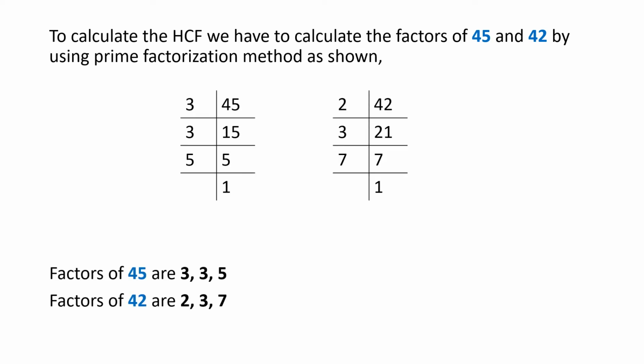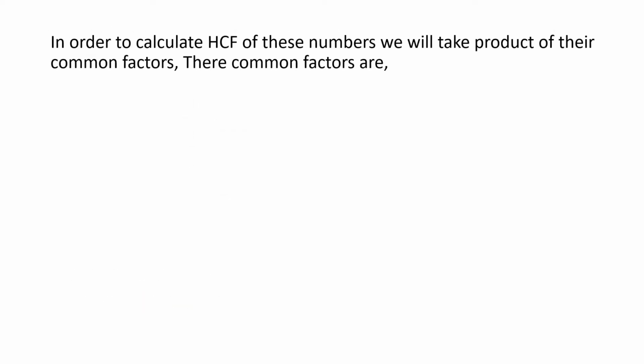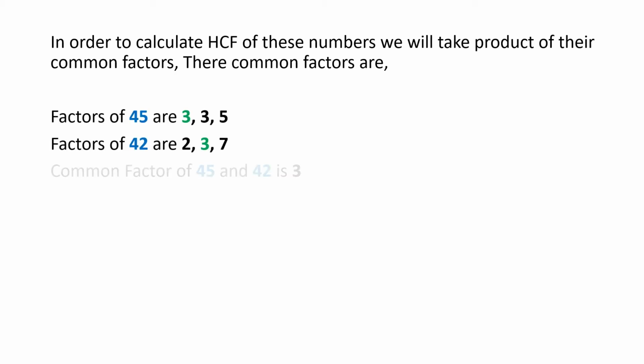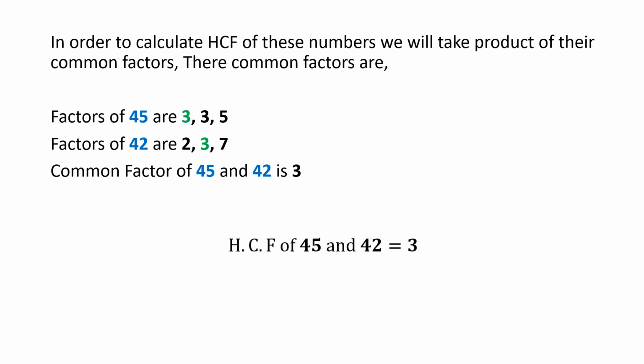Factors of 45 are 3, 3, and 5. And factors of 42 are 2, 3, and 7. In order to calculate the HCF of these numbers we will take the product of their common factors. The common factor of 45 and 42 is 3. So, the HCF of 45 and 42 is 3.